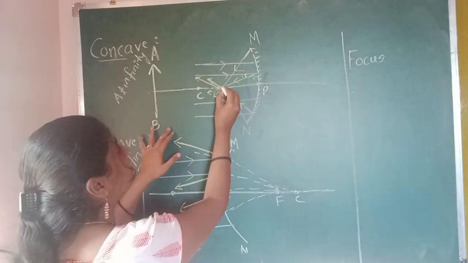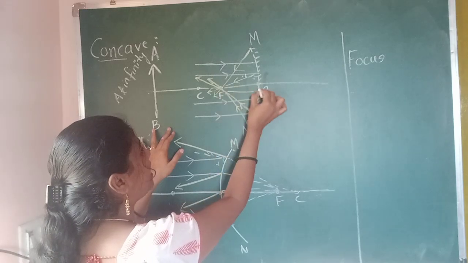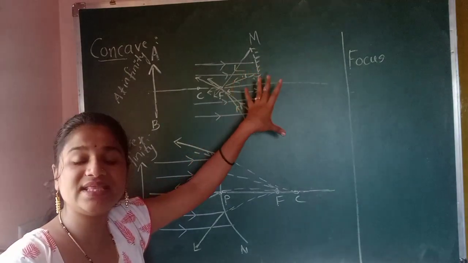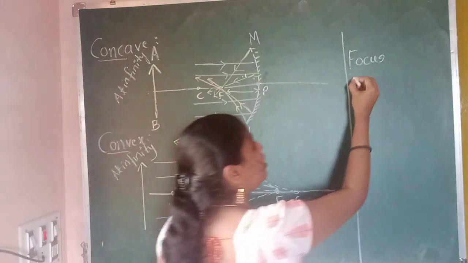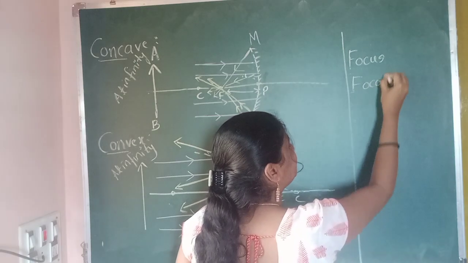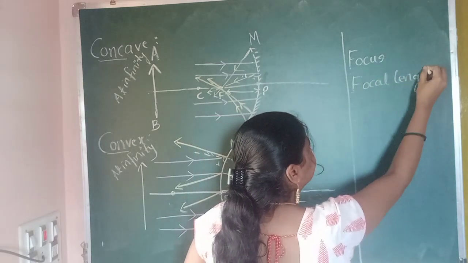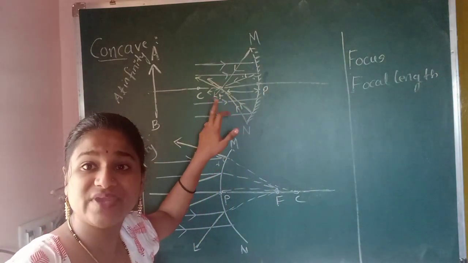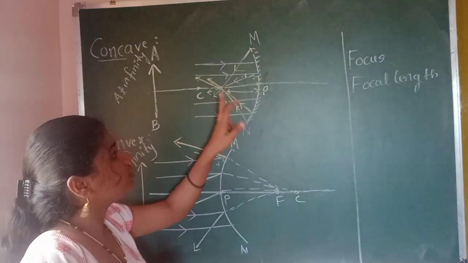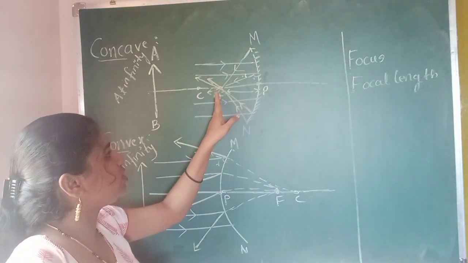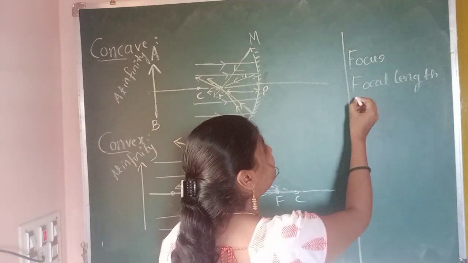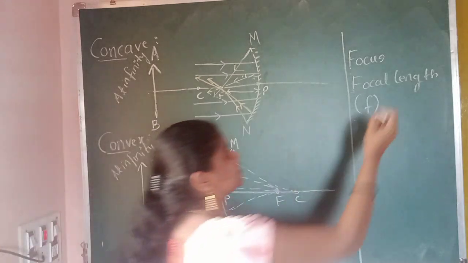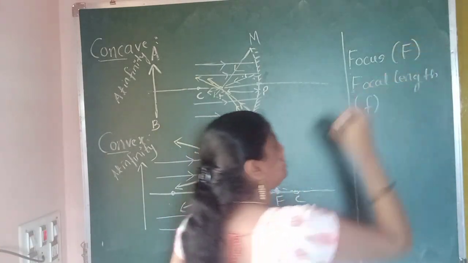Then the length between the focus and the pole is called the focal length of a spherical mirror. The focus is the point where the image is formed. So the distance between the focus and the pole is considered the focal length, which is denoted by small letter f. Focus is denoted by capital letter F.